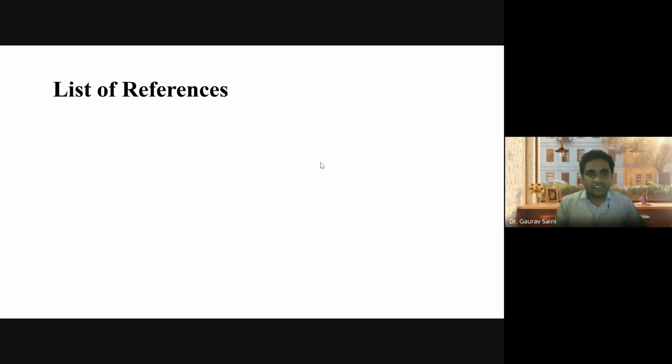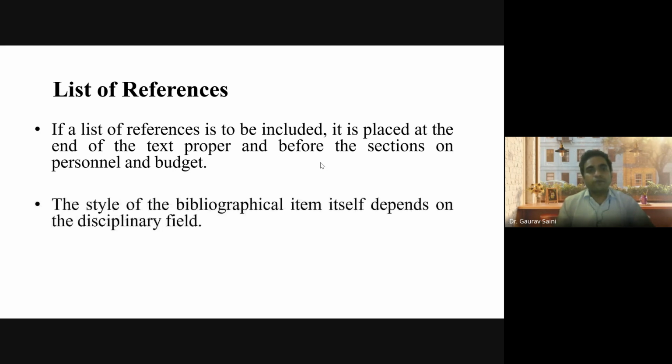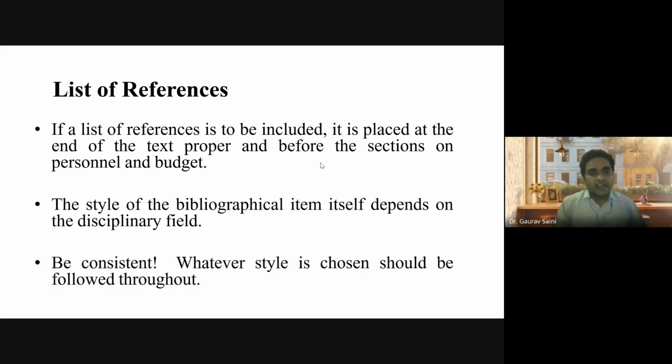So as we have discussed, the list of references to be included should be placed at the end of the text, and a proper bibliographic style has to be followed, and you should be consistent. Whatever style is chosen has to be followed thoroughly. It is not that you choose one style for one reference and a different style for other kinds of references.